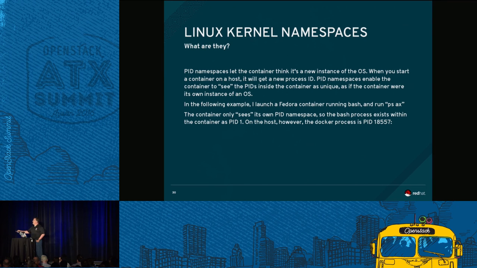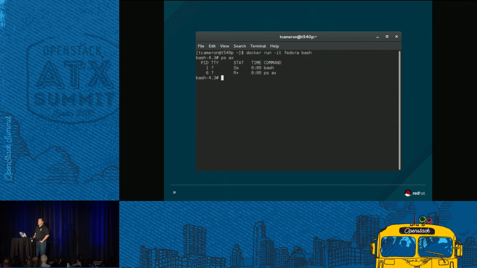So in the following example, I launch a Fedora container running bash and I run the ps ax command. And what that looks like is, when I run docker run -it fedora with the executable bash, and I run ps, it thinks that that bash instance is process ID 1, it's the first process, it's a self-contained operating system.